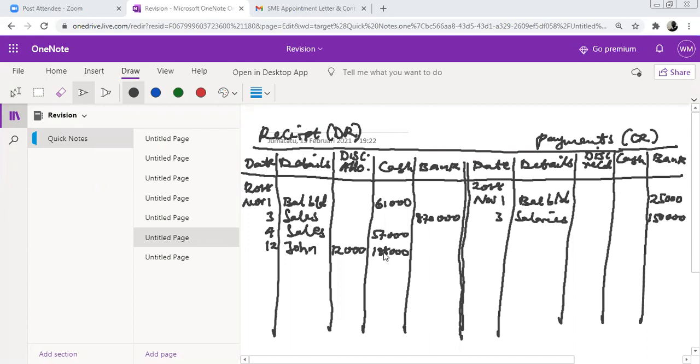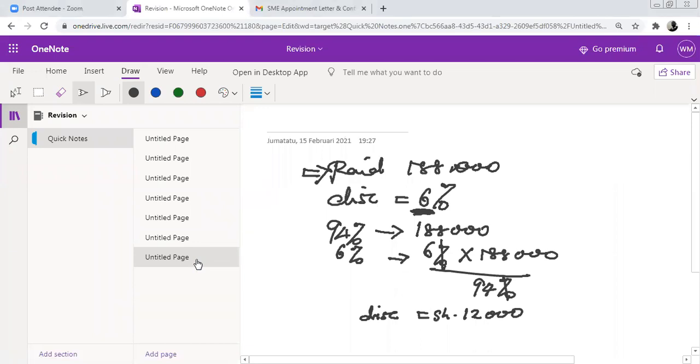On 15, paid Edger traders 220,000 and deducted cash discount of 5%. So the question I can pose to the class, has discount been deducted or not? It has not been deducted. You will know the discount has been deducted when they use after deducting or after having deducted. So if they use those words, the discount has been deducted. But if they say less 6% or deducting 6%, it has not been deducted.